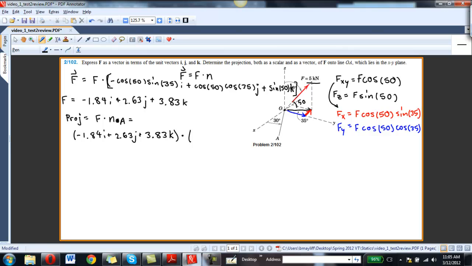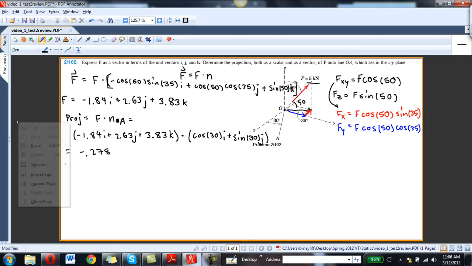Now for this, all we have to do is say that A is going to be in the xy plane, which means there's 0 k. So for the x we have cosine 30, and then for the y it is sine 30. I'll just quickly multiply that out, and that is what we get there. And this is just the magnitude, as I said before, the scalar.